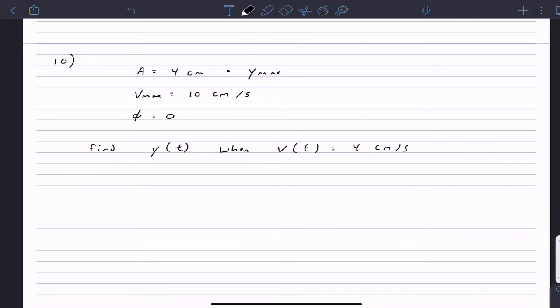So the next problem, we're given some information. We have an amplitude of 4 centimeters, which is also the y max. We're told that v max is equal to 10 centimeters per second. We're also told initial phase is 0. And then we're asked to find position when the velocity is equal to 4 centimeters per second. That's part A. Part B asks us to find velocity when the position is 2 centimeters.